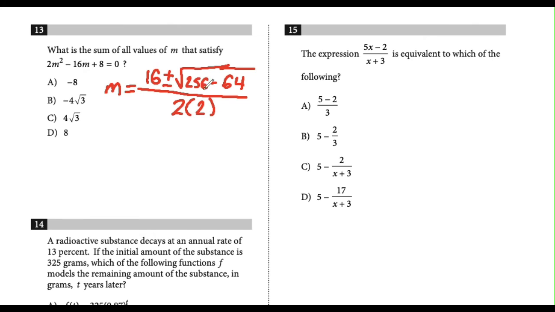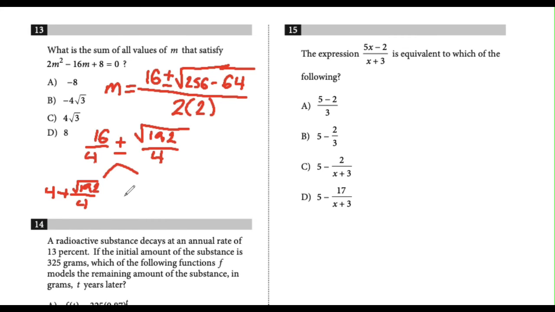If we separate via the plus or minus, we're going to get that 16 over 4 plus or minus the square root of 256 minus 64 is going to be 192 over 4. This is going to break down into two separate equations. The first is going to be 4 plus the square root of 192 over 4. And the second one is going to be 4 minus the square root of 192 over 4.